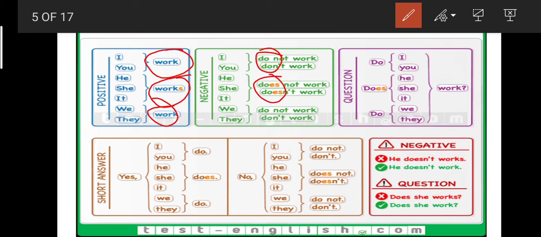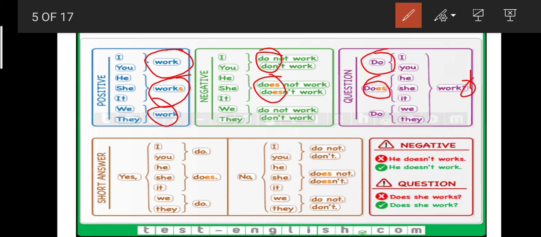And if I want to make a question, I'm gonna start the question with do or does. Okay, so with he, she, it, we say does he work, and we don't add s or es here also. Okay, so with I, you, we, they, we say do you, do we? Do they? Okay.